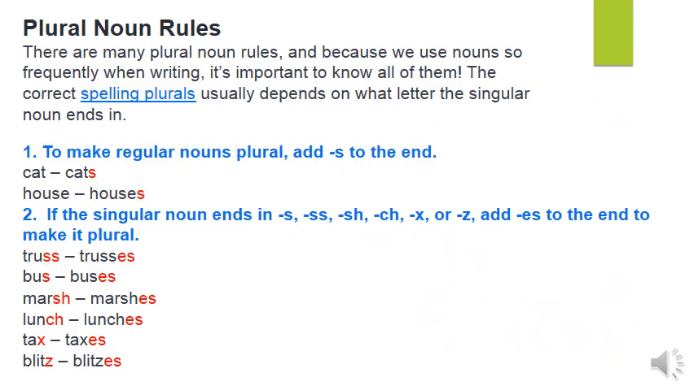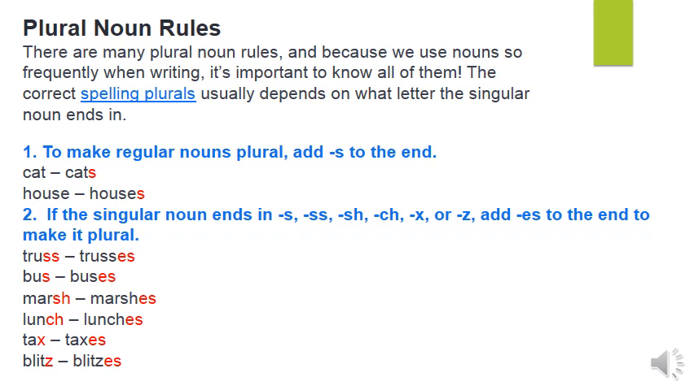Plural noun rules. We have, of course, many rules to write the plural form of the nouns. First of all, we are going to start with rule 1. Rule 1 says to make regular nouns plural, we have to add s, such as, for example, cat or house or door or table. These are called regular nouns. They don't have a special rule, so you just add s.